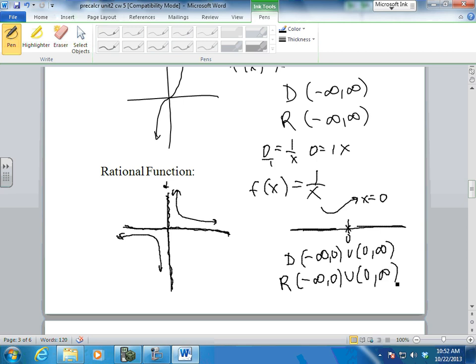Does that make any sense? Like with the domain and the range? If we cannot use a 0 for x, there's no way we're getting a 0 for the y in this one. Those are called asymptotes on your axes. Yes?